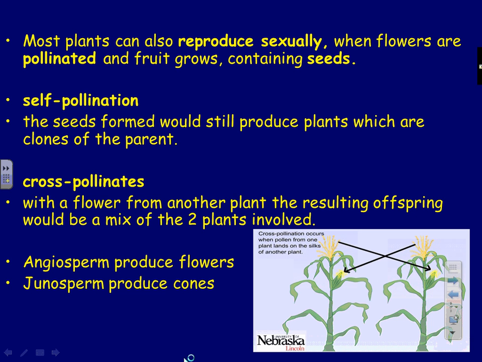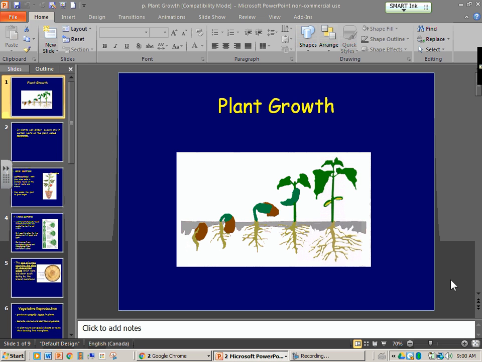Okay. A couple little terms here. Angiosperms produce flowers. Gymnosperms produce cones. All right. Excellent. We got that down? Okie dokie. That's the end of that. So again, that brings us to the end of plant systems, which, like I said, brings us to the end of this biology unit.